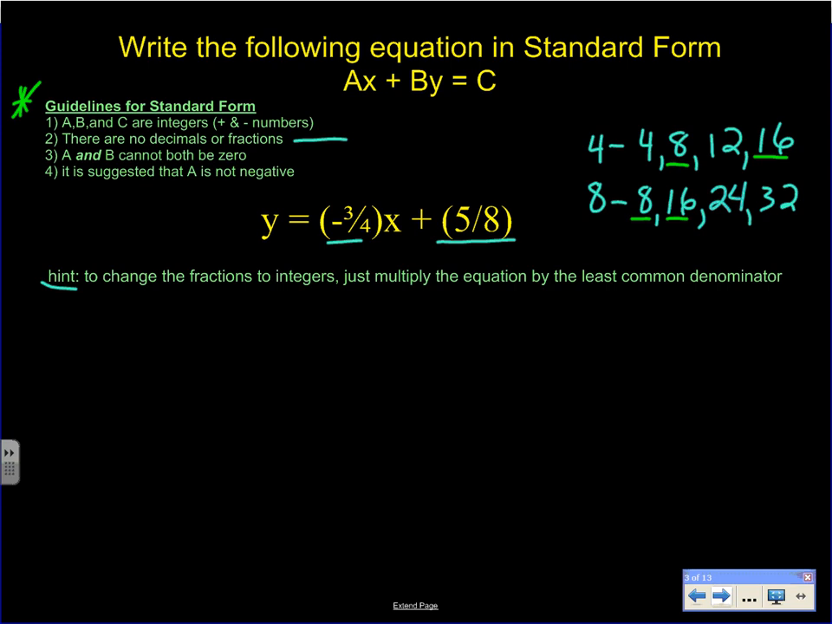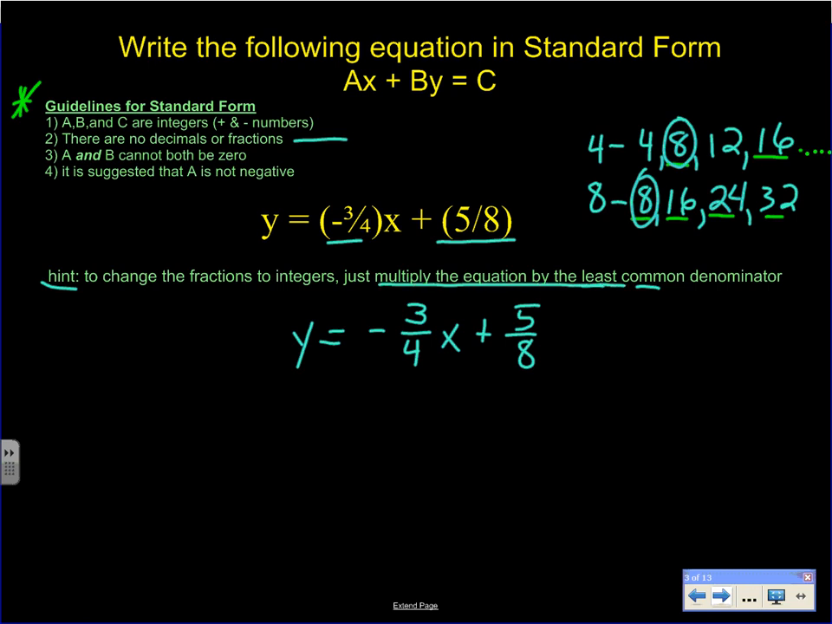And if we were to extend the list for 4, 24 and 32, 4 also goes into 24 and 32. But which one is the least common? 8 is going to be the least common. So we're going to have y is equal to negative 3 over 4 x plus 5 over 8.